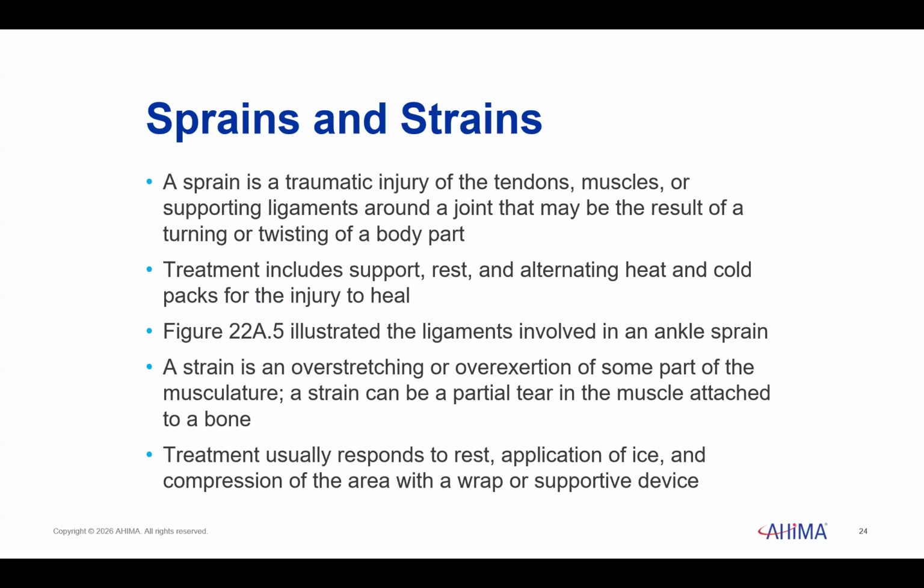Now we have sprains and strains. Sprains involve tendons and muscles or supporting ligaments around a joint, often from twisting. Strains are overstretching or overexertion of muscles, sometimes referred to as a partial tear. And you treat this with rest, ice, compression, and elevation, typically.